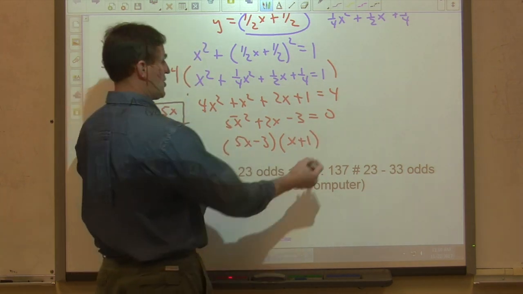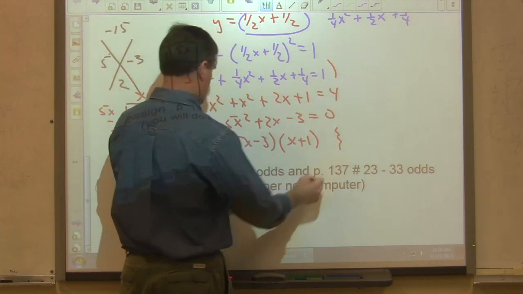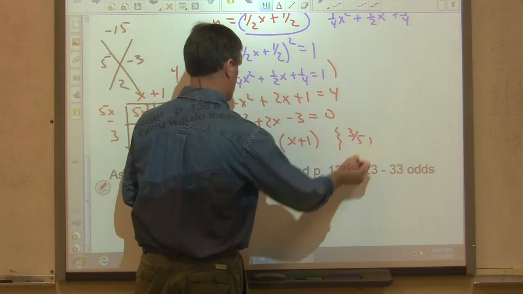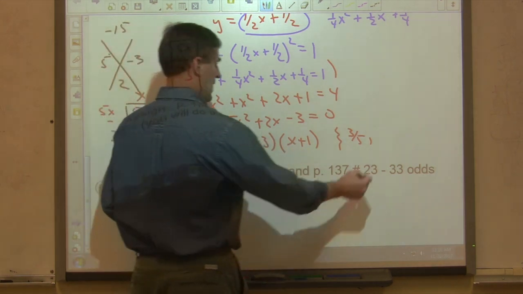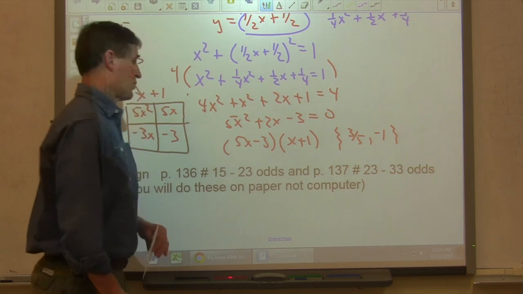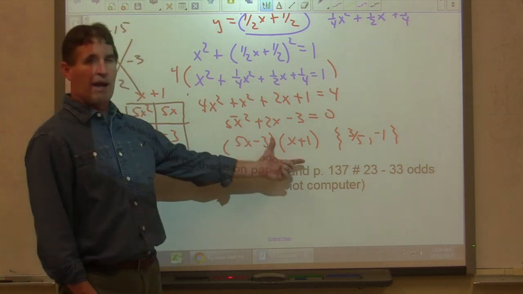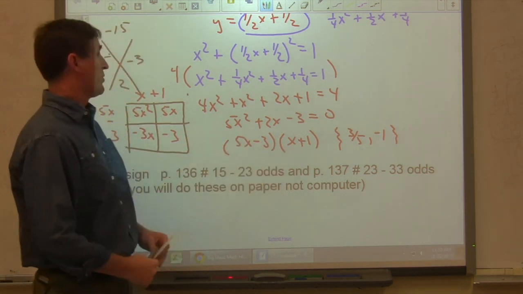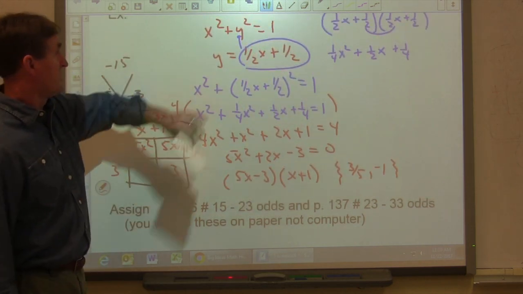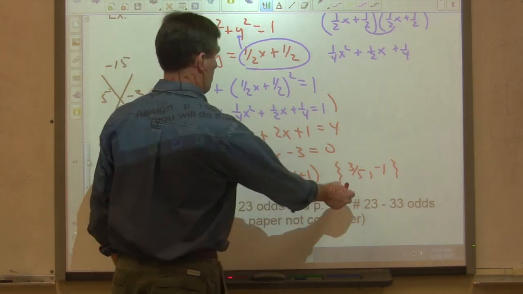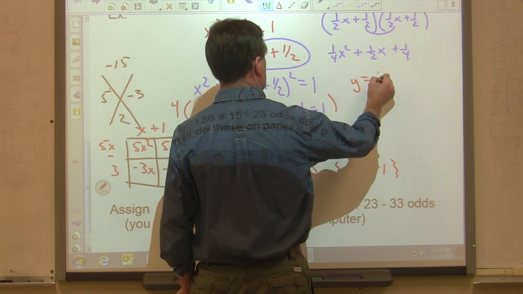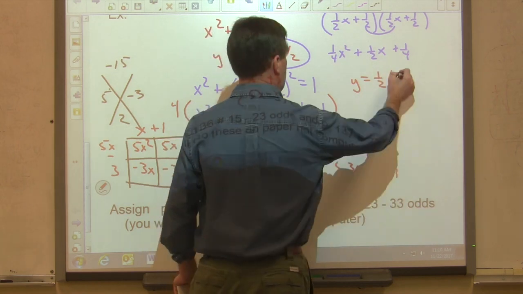So our answers, again, the shortcut is the opposite of negative 3 is 3 divided by 5, so 3/5. Opposite 1 is negative 1 divided by 1 is negative 1. So those would be our x values. Again, if you can't remember the shortcuts, just set those equal to 0 and solve. So now we have to go and plug those in. So I'm going to plug in 3/5 for x. So y equals 1/2 times 3/5.